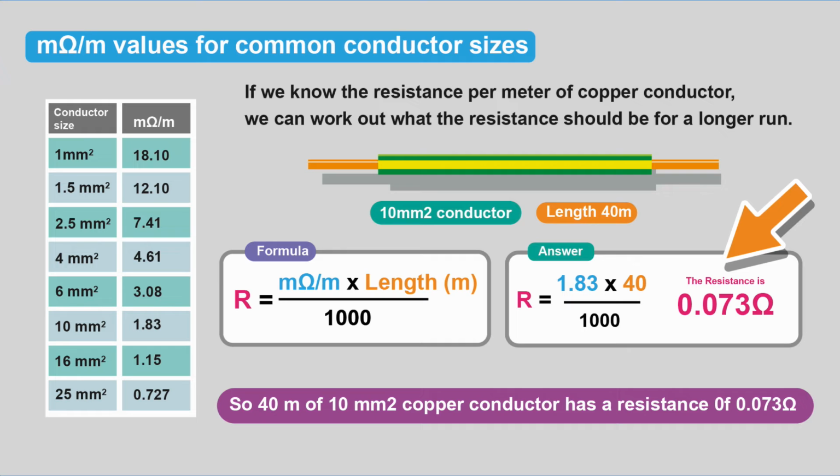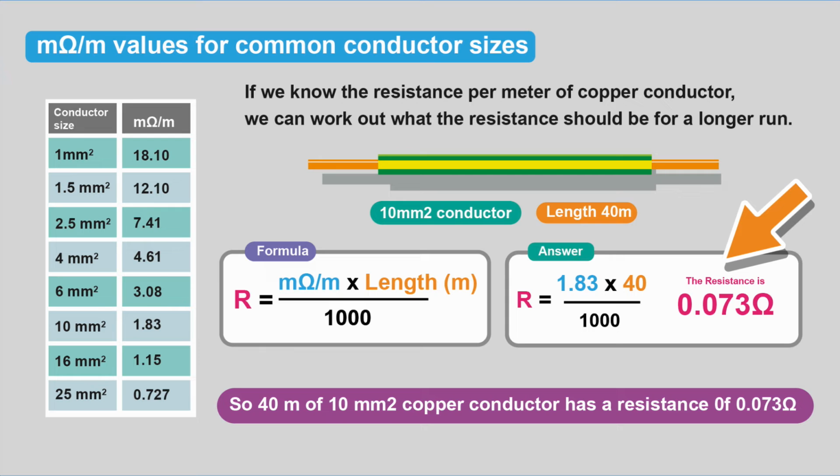of 1.83. The resistance of that cable is 1.83 times 40 divided by 1000. That's to get it from milliohms to ohms. So the resistance of that conductor is 0.0732. But imagine if we didn't know the length.